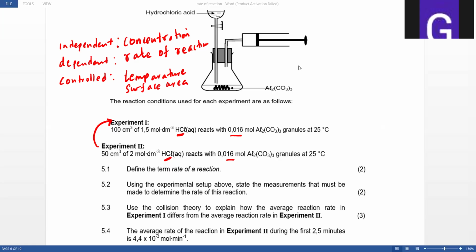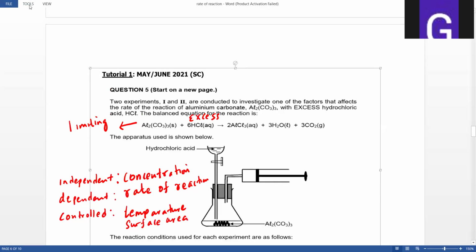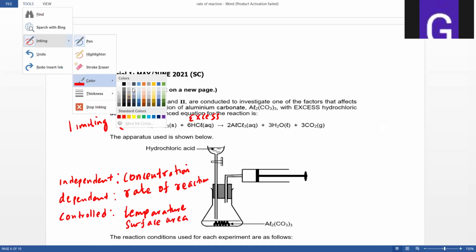Right. Now let's look at it. The relevant one will be the change in volume of gas produced, because the method that we're using to measure rate of reaction is the change in the volume of gas produced. So already we have answered the first one. We can now proceed.